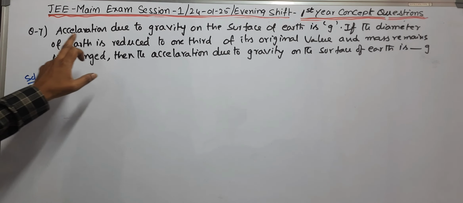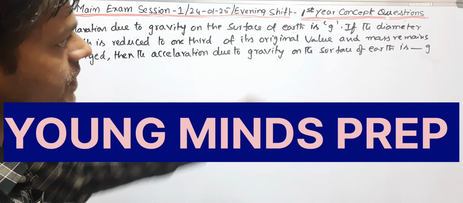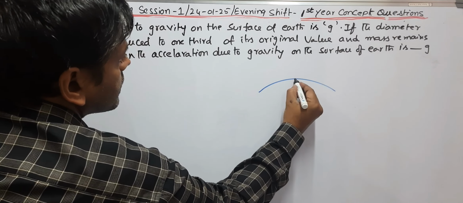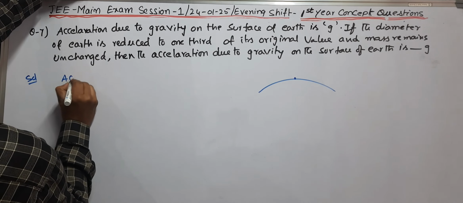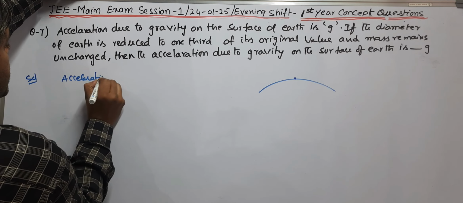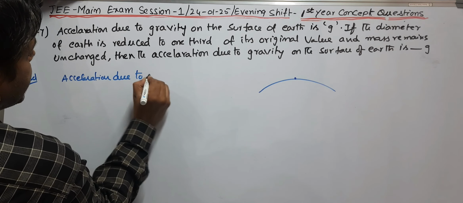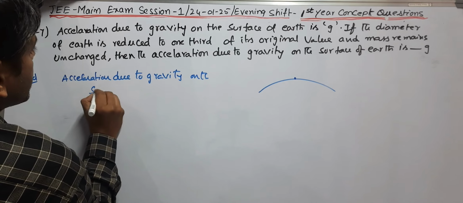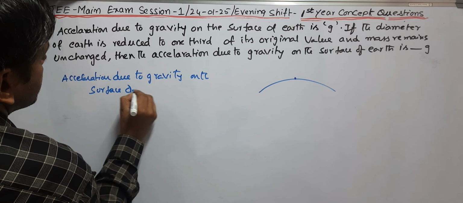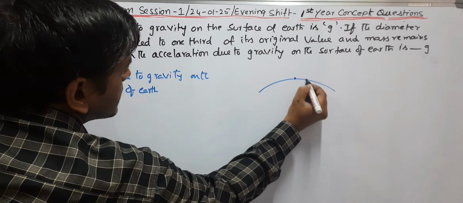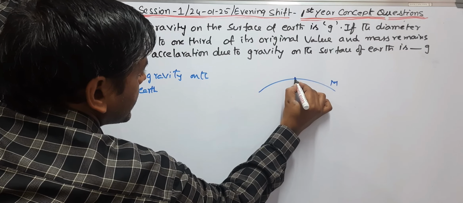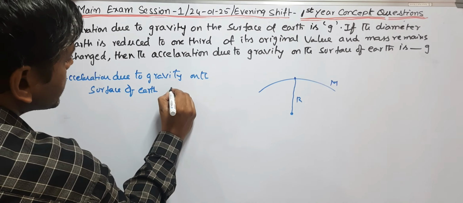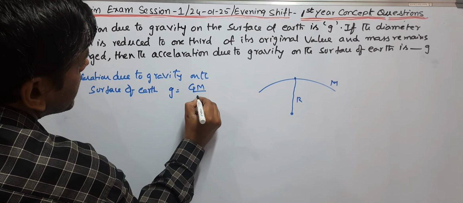Okay, the seventh question. The acceleration due to gravity on the surface of earth is g. Suppose this is the earth, and on its surface is the acceleration due to gravity. Suppose this is the earth of mass m and the radius is r. So on the surface of earth, g is equal to GM by r square.